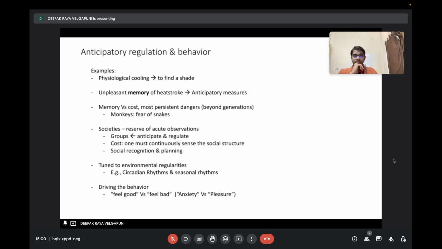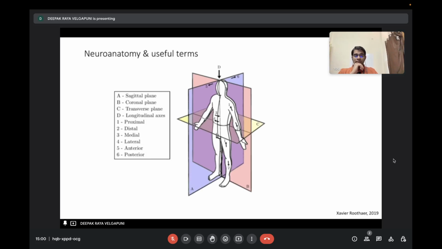So let's go over a few terms about neuroanatomy. Before going into neuroanatomy, let's discuss a few anatomy terms which are very useful across all domains. Here you see a human body with different planes, and each plane has its own name. Let's say plane A, which cuts the body into left and right halves. This is called the sagittal plane.